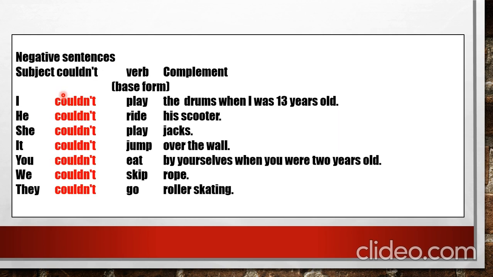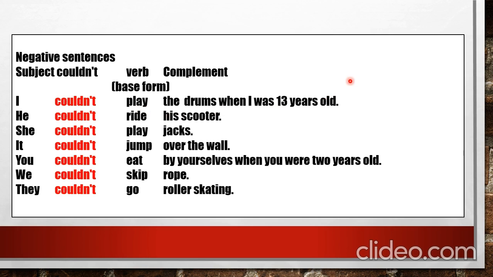Here we have negative sentences. Subject, couldn't. So we have made a contraction here. Verb in the base form, complement. I couldn't play the drums when I was 13 years old. Yo no pude tocar la batería cuando yo tuve 13 años de edad. He couldn't ride his scooter. Él no pudo montar su scooter. She couldn't play jacks. Ella no pudo jugar jazzes.